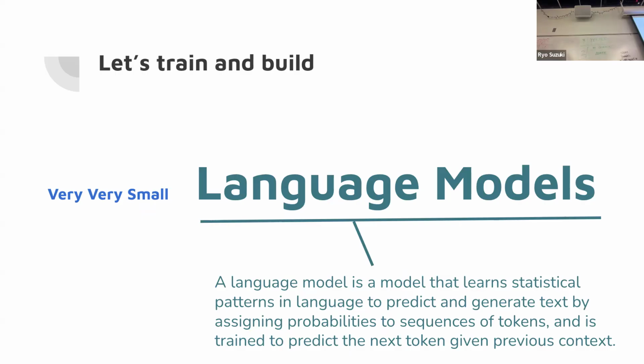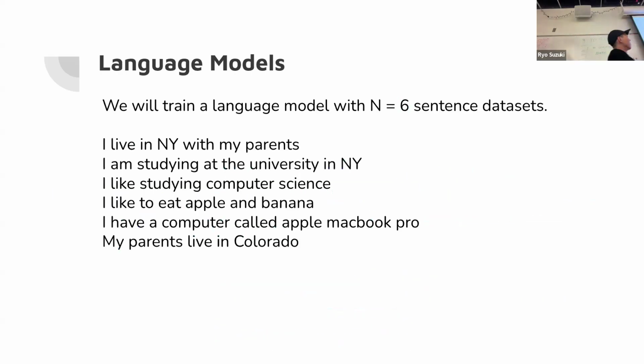very small language model. Very small language model means that we could train the model based on 6 sentences. So this is a training data set. Okay. So we now have 6 sentences in the training data set. So all of the knowledge that the model has is these sentences. Okay. First one, I live in New York with my parents. I'm studying at the University of New York. I like studying computer science. I like to eat apple and banana. I have a computer called Apple. My parents live in Colorado.